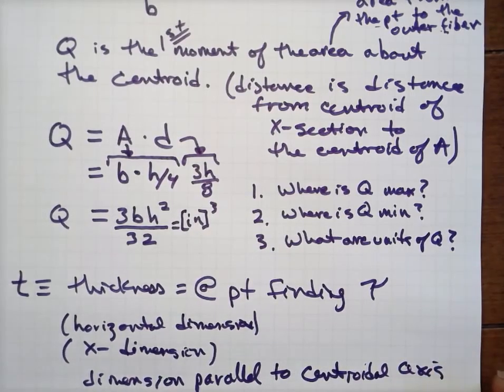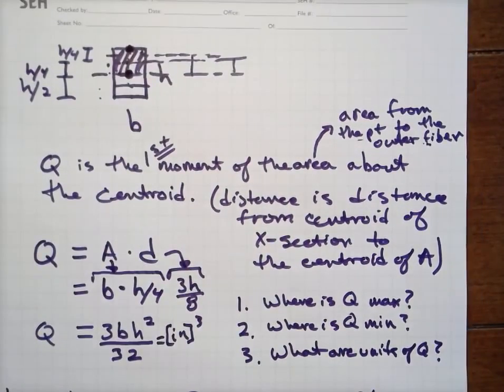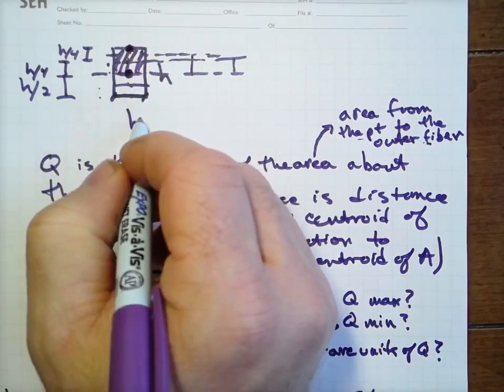So for our example here, what would T be? And the answer is B. So this dimension for our rectangular beam is B.